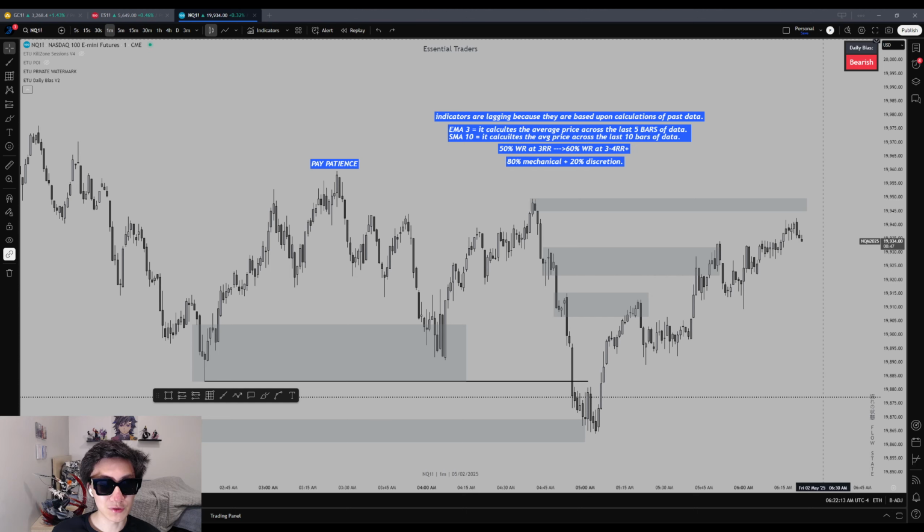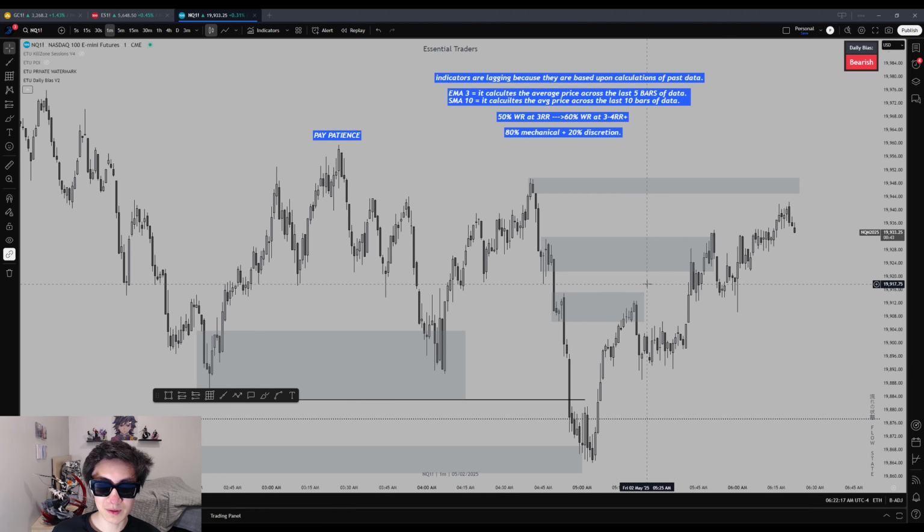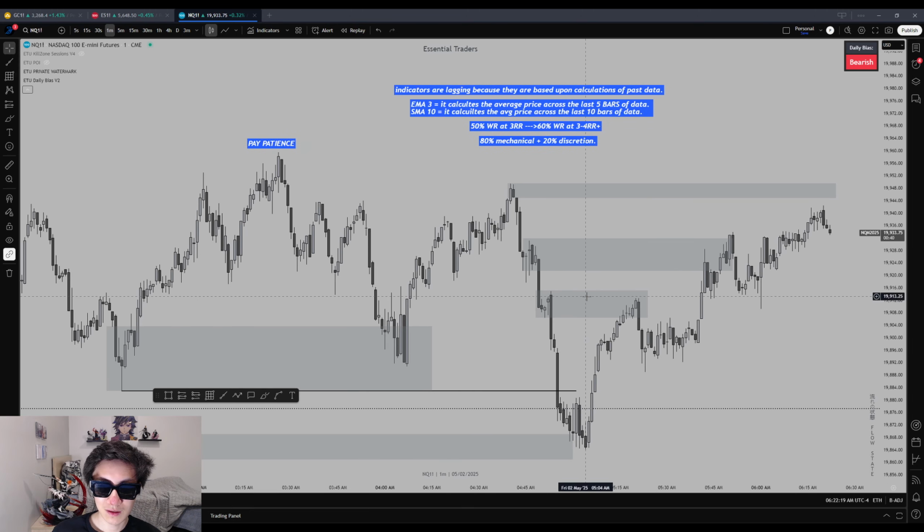Which entry model do I use? Because I teach several different entry models for different scenarios and situations. Some of them can be mechanically defined, but they're obviously rated differently. For example, what I rate as an A+ setup might be slightly different than what someone else thinks is an A+ setup, because of confluences, things like that. That is part of the 20% discretion.